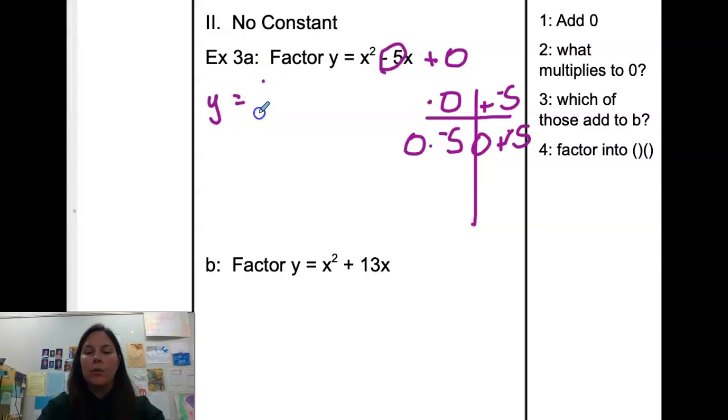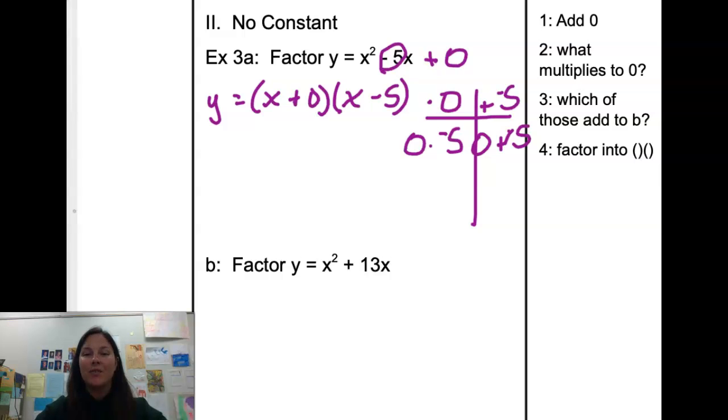Factoring this, we get x plus 0 and x minus 5. Now, for those of you that want to stop here, that's fine. For those of you that are a little bit more advanced math students, I would like you to think about the fact that this simplifies. What happens when you add 0? Nothing happens. So x plus 0 is just regular plain old x, and you can go ahead and pull it out of the parentheses at that point, and then we leave the x minus 5 alone.